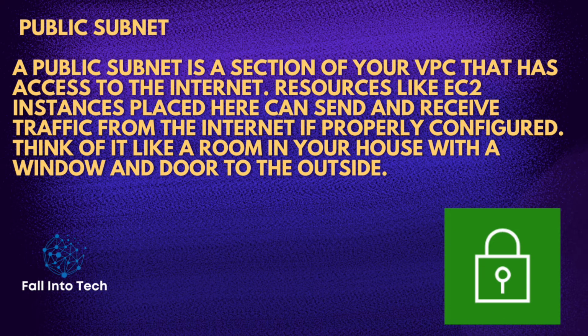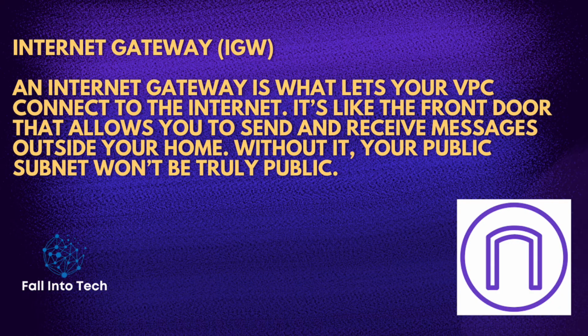And now when you talk about an internet gateway, an internet gateway is what lets your VPC connect to the internet. It's like the front door that allows you to send and receive messages outside of your home. Without it, your public subnet won't be able to truly be public because you cannot have access to the outside. Okay, so to be able to have access to the outside, the traffic goes through the internet gateway.